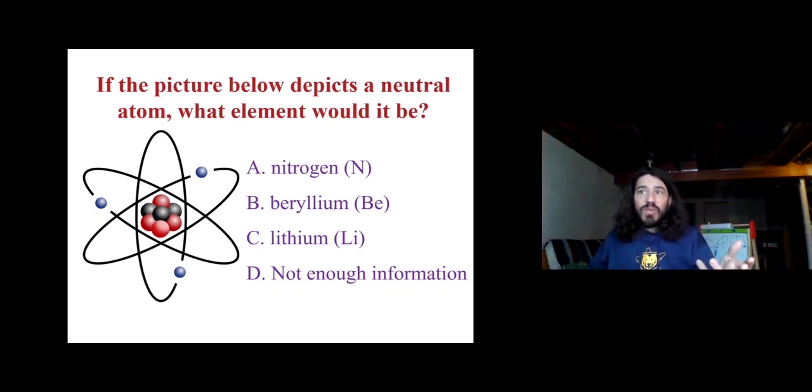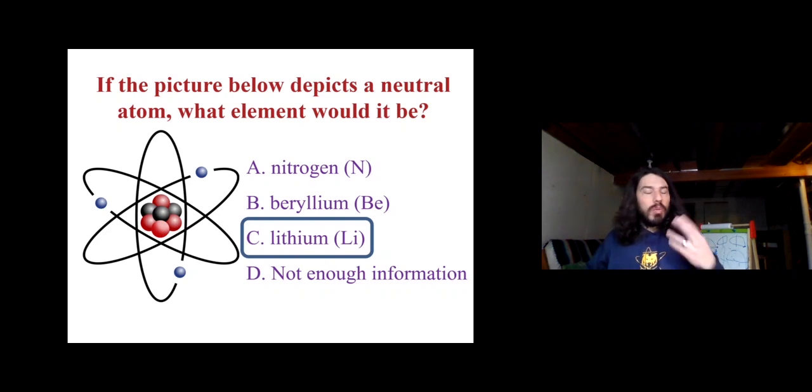So we need to look for what is the third element, and the third element with atomic number 3 is lithium. It is lithium. If you pick beryllium, you were probably counting the red balls. The trick is that if that was the case, there's only 3 electrons, and so it wouldn't be a neutral atom. It would actually be an ion, and it would be a positively charged ion because I have 1 more proton than I have electron.